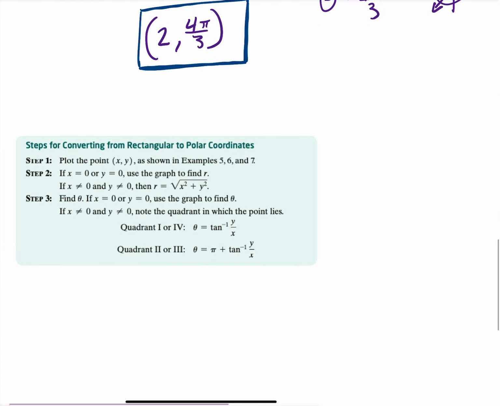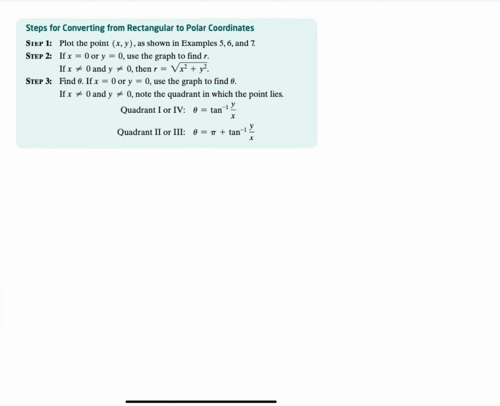So the text gives a few steps in general for converting from rectangular to polar coordinates. Step 1, they say plot the point first, and that's informative to determine what quadrant it is. Step 2 says if x equals 0 or y equals 0, you can use that graph to find r. That'll just be the distance from the origin. Or if they're both non-zero, then we use the square root of x squared plus y squared.